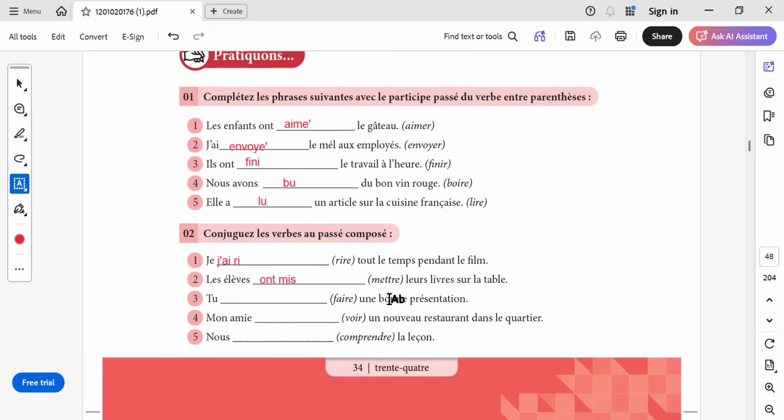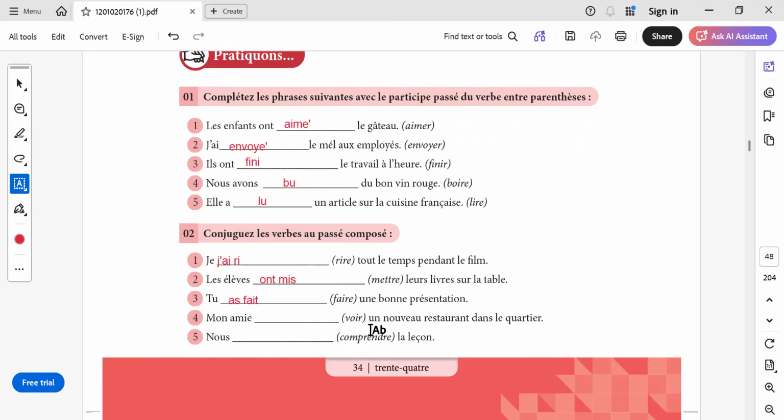When you're solving these exercises, I would suggest that you write the translation there itself. Like, les élèves ont mis, the students kept their books on the table. So, write it there with a pencil. Tu faire une bonne présentation. So, faire is again irregular. It becomes fait. For tu, it will be as. Tu as fait une bonne présentation.